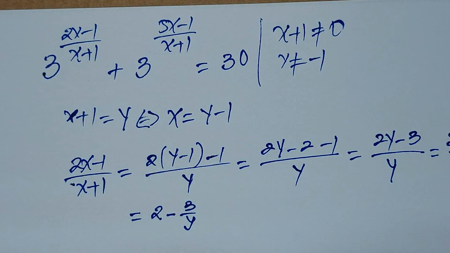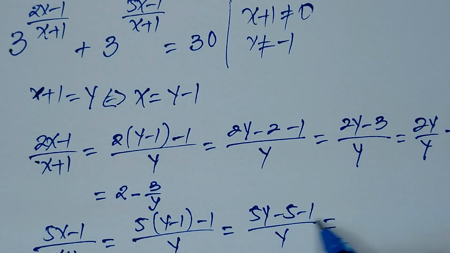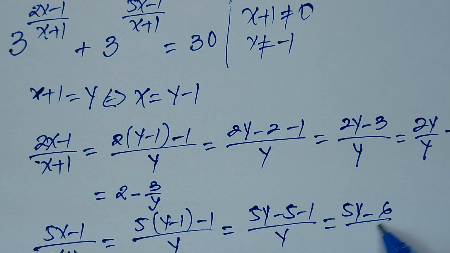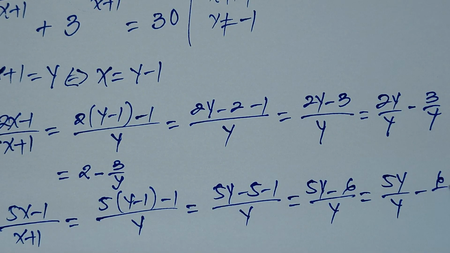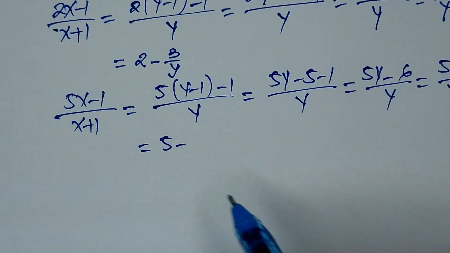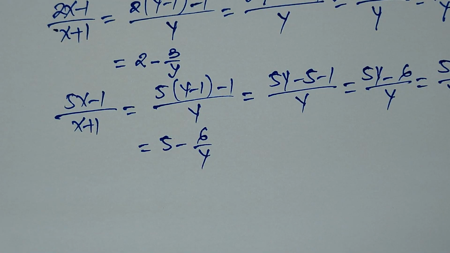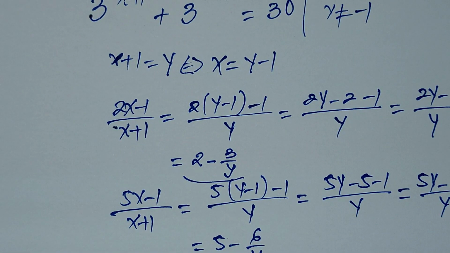The second power, let's do the same. (5x minus 1)/(x plus 1) is equal to 5 times (y minus 1) minus 1, divided by y. This is 5y minus 5 minus 1, divided by y, which is 5y minus 6 divided by y. Then we have 5y divided by y minus 6 divided by y, and this is 5 minus 6 over y.